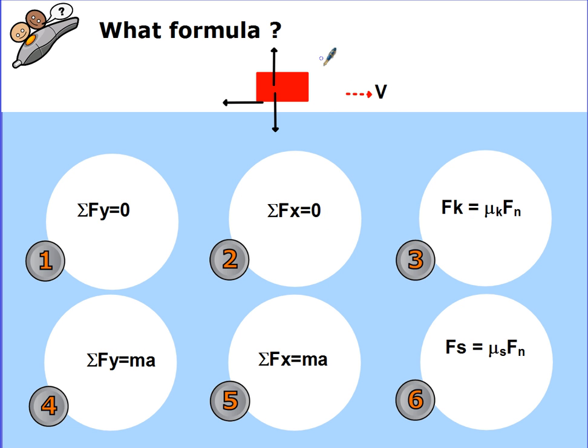Now, this one gets interesting. I have the sum of the forces in y equals 0. So I know I have to use this one. I have a velocity, so I know it's moving to the right. But this right here tells me I have an acceleration in the x. I have an unbalanced force in x. So I know I need this one as well. Because it's moving, if this is a frictional force, I'm going to need Fk is mu k.